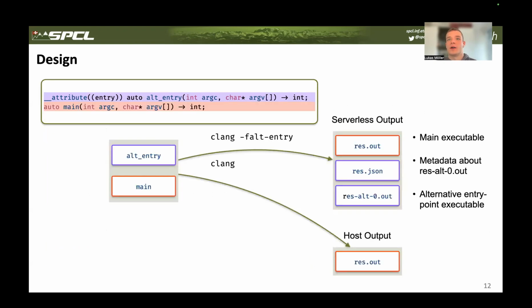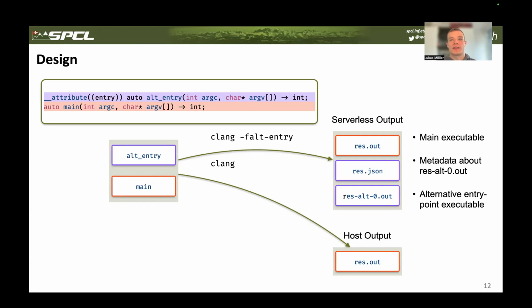In detail, this is what the output of the modified Clang invocation looks like. res.out is the main executable, res-alt-0.out is the alternative executable. The compiler also emits a manifest file, which stores metadata about the alternative entry points that were emitted. Here we can look up information such as the mangled name of the function for which the alternative executable was emitted. But we can also add additional metadata as long as that metadata can be generated at compile time.